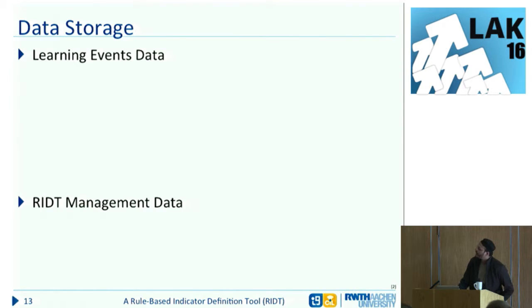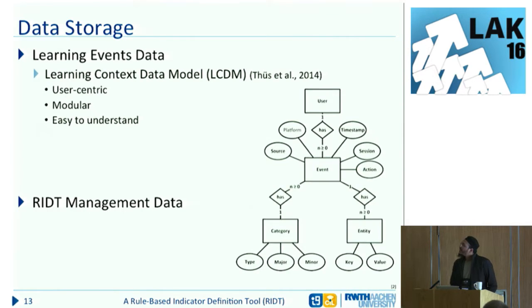So at the moment we have, of course, two types of data. Learning event data, which is the activity people are performing on different platforms, is collected in a centralized place. And to store the data in a centralized place, there are already a lot of data models available, like xAPI, IMS, and many more. At our institute, we also have a data model called the learning context data model, which was worked on by one of our colleagues, Hendrik Thus, who is now working on finalizing his PhD.